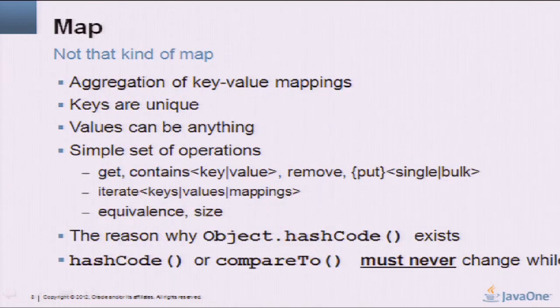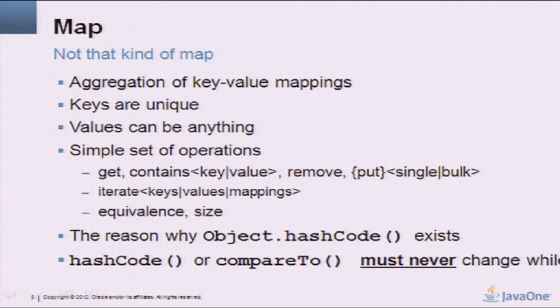Beyond the characteristic that keys are unique and values can be anything, not much is said in the basic Map interface about the characteristics of the data. In particular, in the basic Map interface, what type of objects the keys are or what type of objects the values are is not part of the definition. The basic set of operations on a map are quite small. You can get the value by its key, see if a particular value or key is contained within the map, remove a key, and then there are operations for putting key-value associations into the map in either bulk or one at a time.